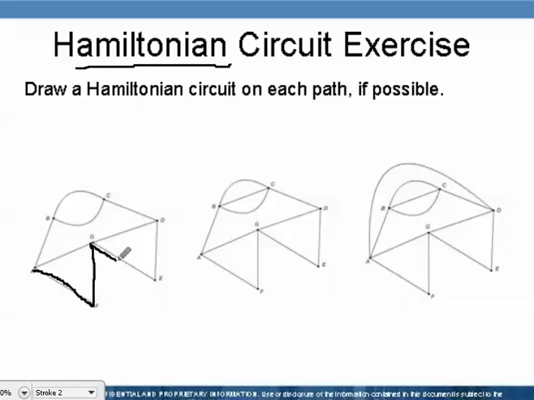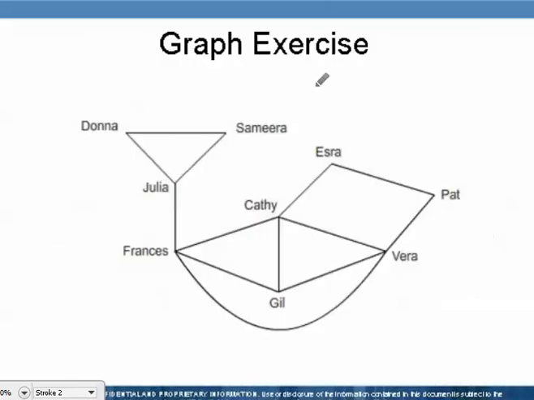The definitions of circuit and path are still the same, but I want you to see here. I just did a Hamiltonian circuit. Could have done the same thing on all of them. Why? Because I only hit each point one time. Okay?